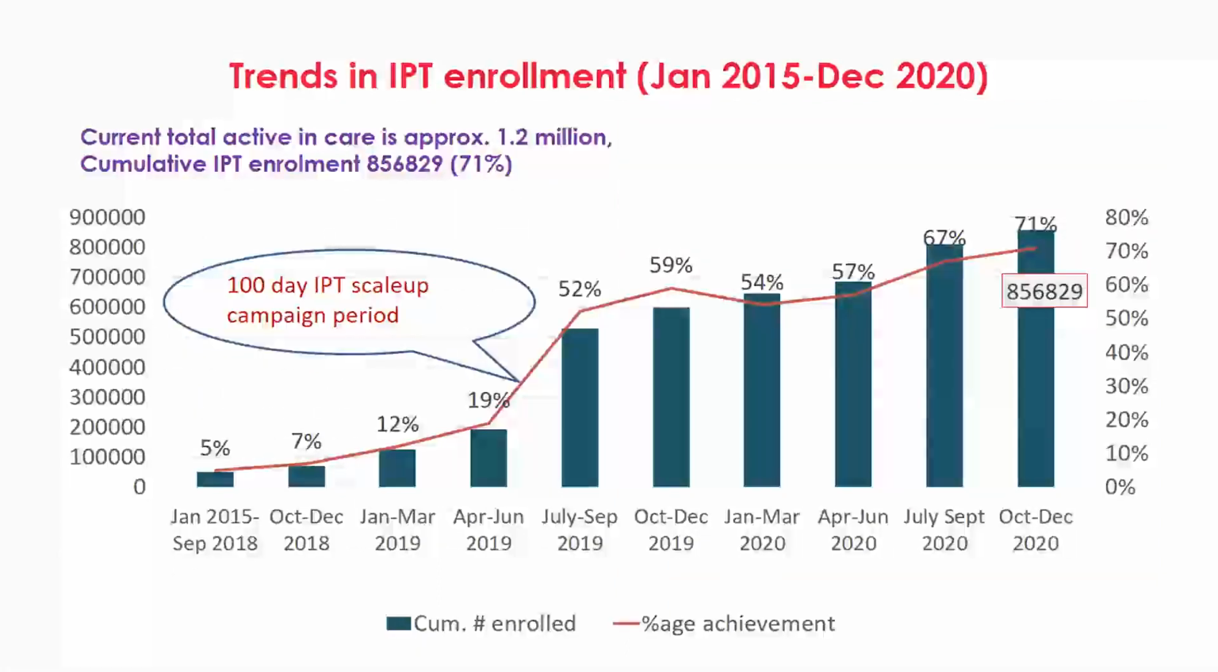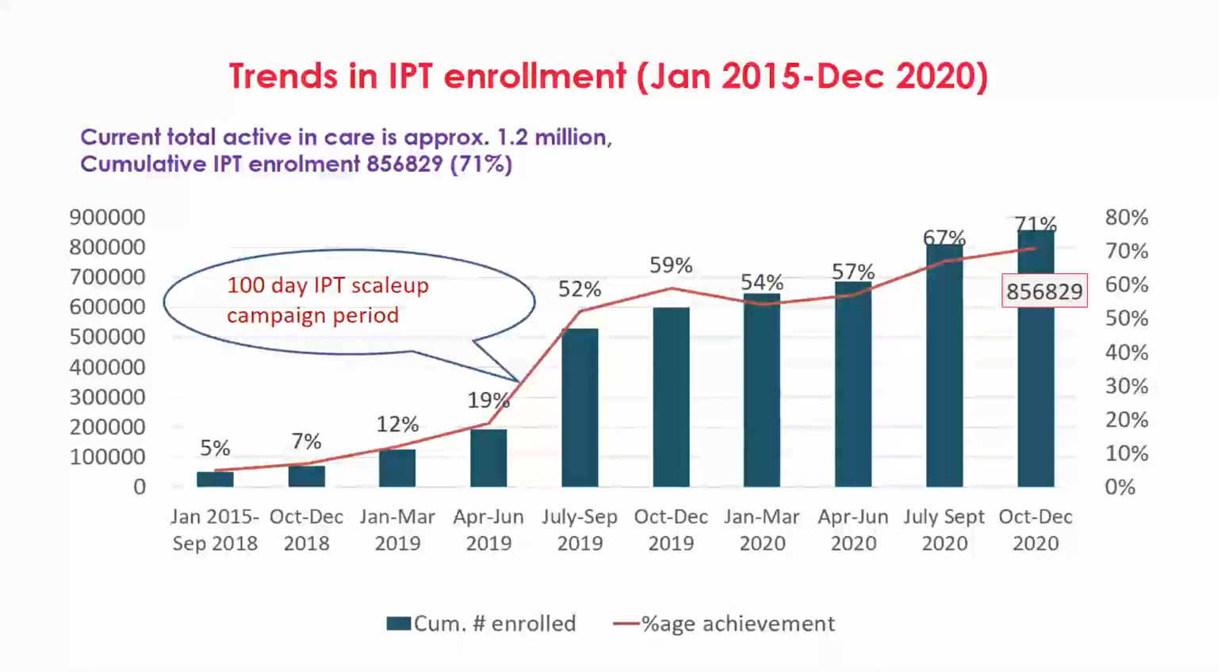Our results over time. So this graph is showing us the trends of IPT enrollment since we started. Much as we started in 2014, I commented that we had no documentation, so it was very difficult to get those numbers. So we see that from 2015, we had a low of 5%, but by April-June 2019, we were at 19%. That's when we decided to have the 100-day IPT scale-up campaign.